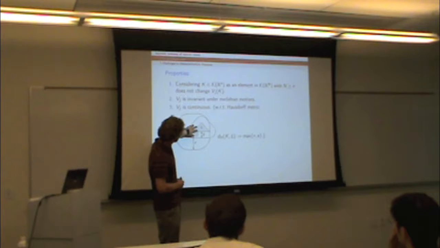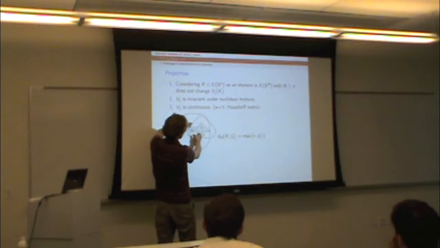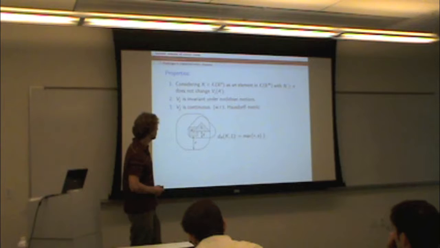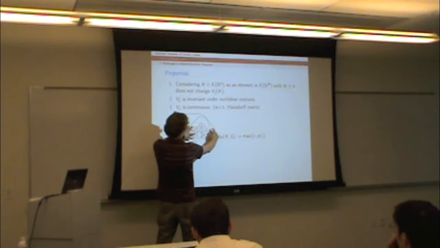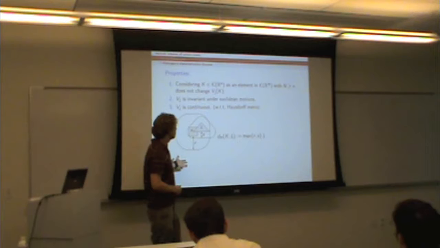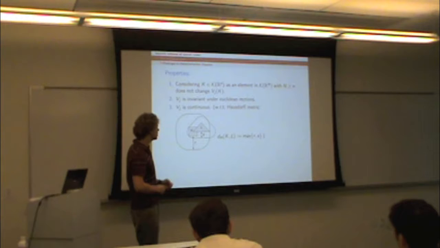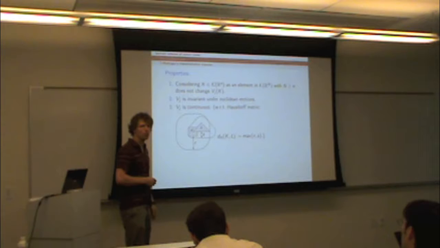So one way is let's take the smallest tube around K, which includes the set L, and let's call this small r. And let's take at the same time the smallest tube around L, which includes the set K. This is S. And now the Hausdorff metric is defined as the maximum of these two quantities. And it turns out that this gives us a metric on the set of convex bodies in R^n.